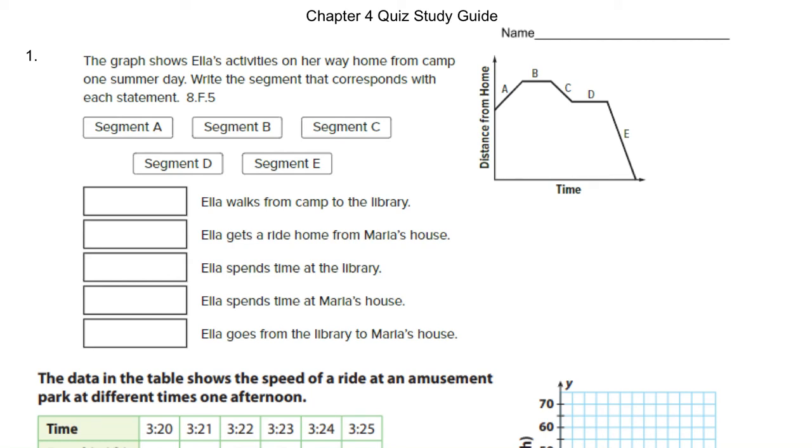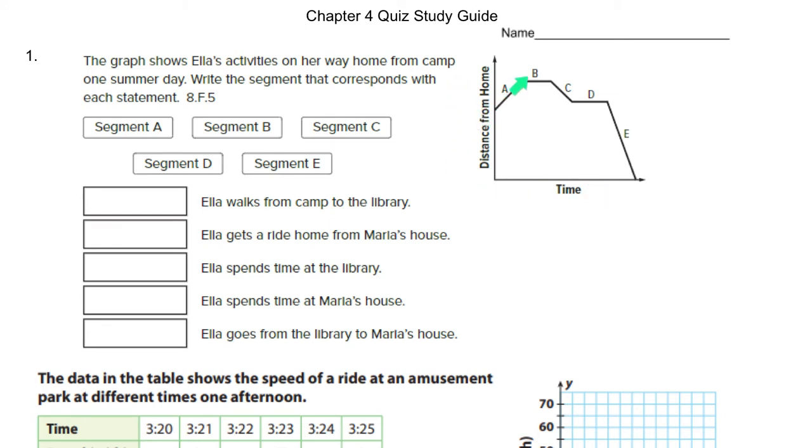Okay, so we have a little quiz study guide here, and I'm working on number one. It says the graph shows Ella's activities on her way home from camp one summer day. Write the segment that corresponds with each statement. So she starts here. This is the distance from home and the time.